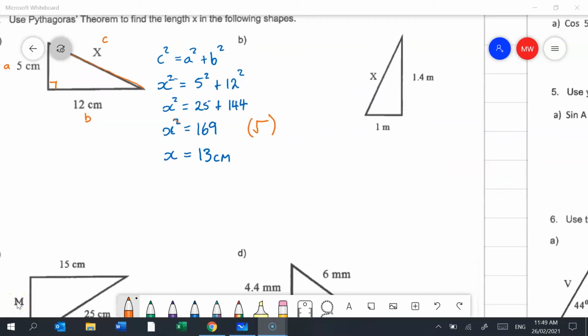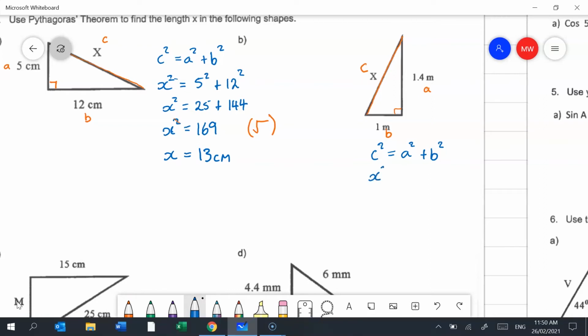Question 1b, we're being asked to find x, the hypotenuse. Remember that the hypotenuse is always the longest side, the side opposite the right angle. So we're going to use the same formula we did in 1a, which is c squared equals a squared plus b squared. Remember that the hypotenuse is always represented by c, and a and b can be put in any order that you like. And what we'll do now is we will just substitute the values in.